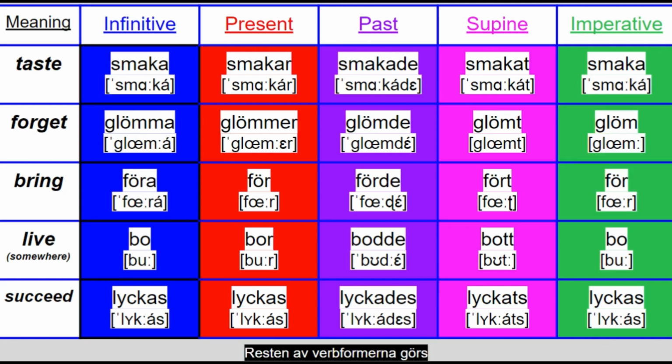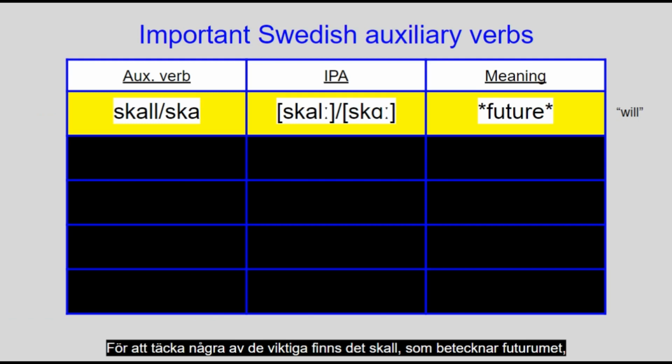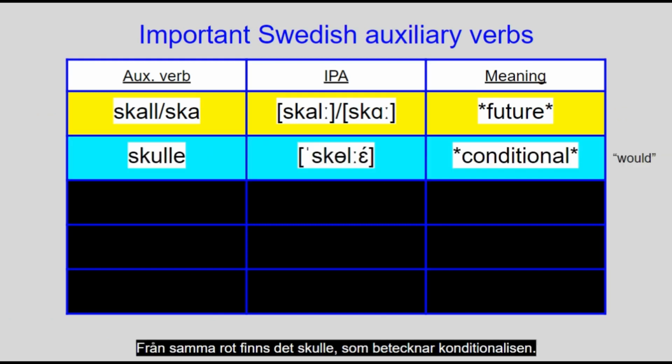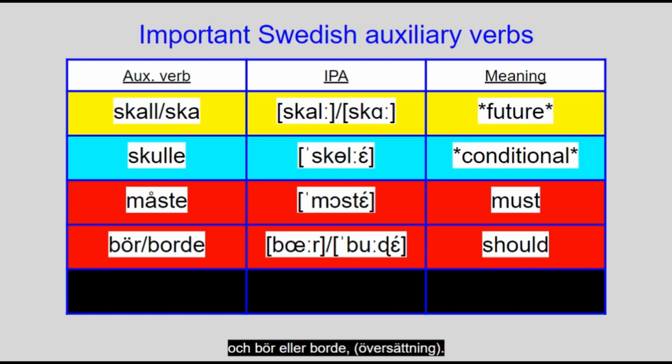The rest of the verbal forms are made by simply putting an auxiliary in front of the infinitive verb. To cover some of the important ones, there's skall, which marks the future tense, but most of the times it's shortened to just ska. From the same root, there's skulle, which marks the conditional mood. There's also måste, meaning must or have to, and bör or borde, meaning should.